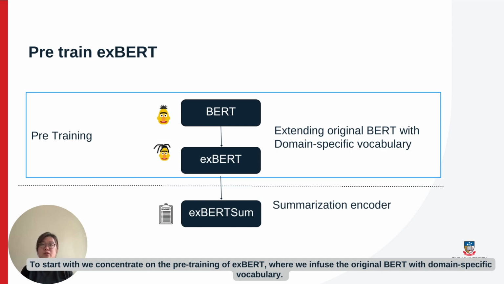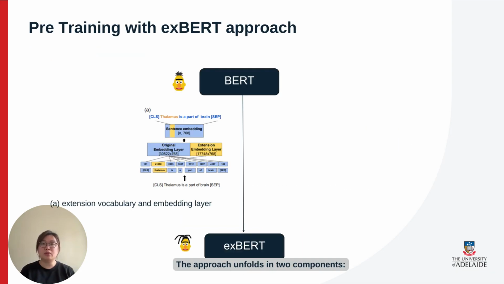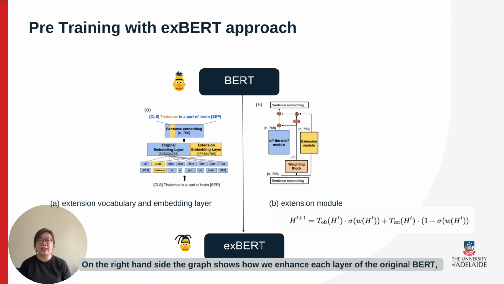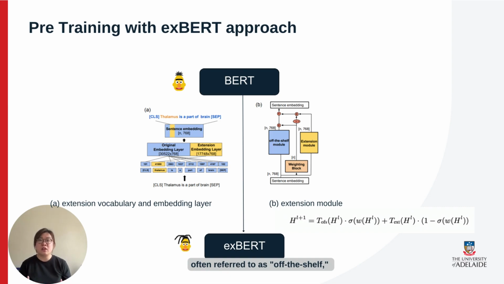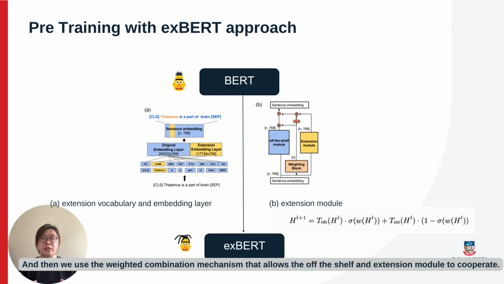To start with, we concentrate on the pre-training of XBERT, where we infuse the original BERT with domain-specific vocabularies. The approach unfolds in two components. On the left, there are extension vocabularies and an embedding layer. This enables more meaningful tokenization of the input text. On the right-hand side, the graph shows how we enhance each transformer layer of the original BERT, often referred to as the off-the-shelf, by adding an extension module to its side. And then we use a weighted combination mechanism that allows the off-the-shelf and the extension module to cooperate.